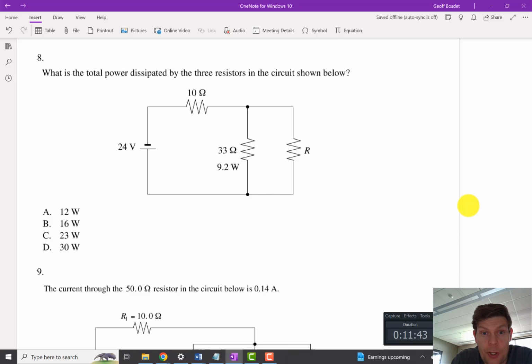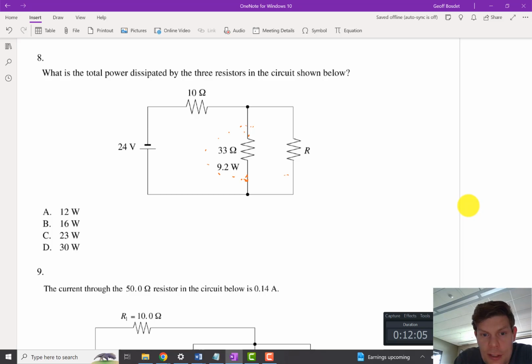But we know gains equal drops. And so the voltage drop across the 10 ohm plus the voltage drop across this parallel section have to add up to 24. And I bet we can find the voltage drop across this parallel section because we got a bunch of information about this resistor. We know it's 9.2 watts. So that's going to be our approach.